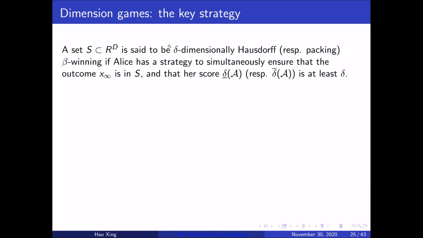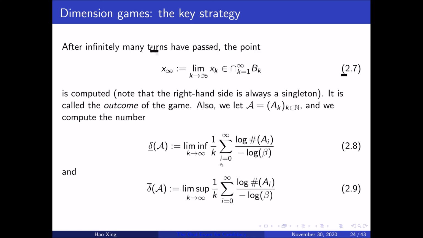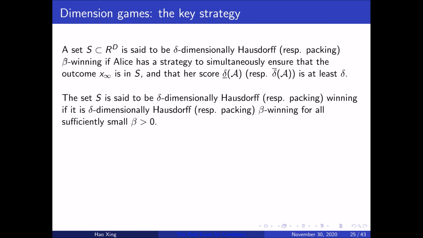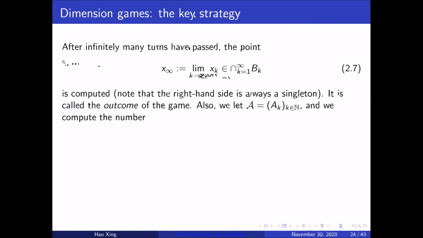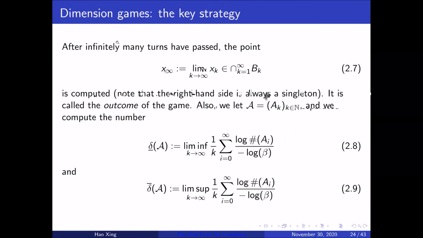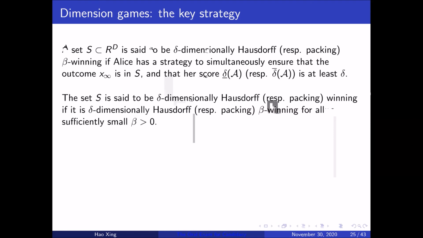So we have the parameter delta and the set to begin with. And the criterion for winning is that this x infinity is in S, and this score as computed here is at least delta. Remember that we have a parameter beta here. We start with a beta between 0 and 1. The set S is said to be delta dimensional Hausdorff winning or respectively packing winning if it is beta winning for all sufficiently small beta greater than 0.